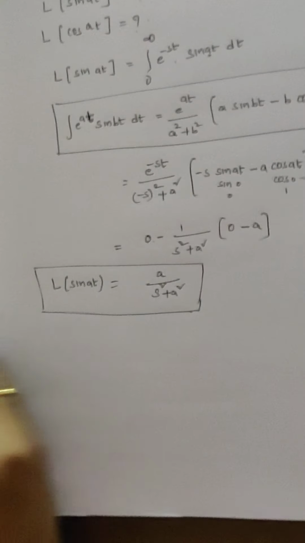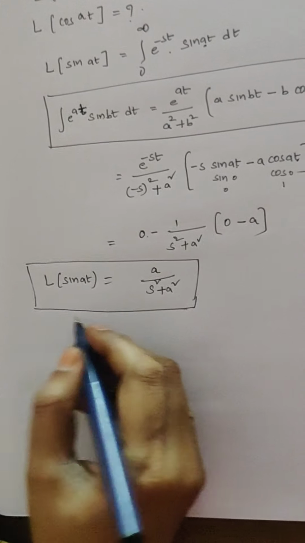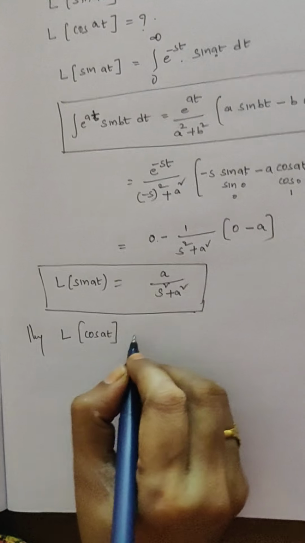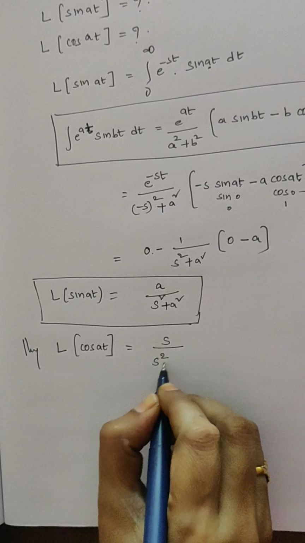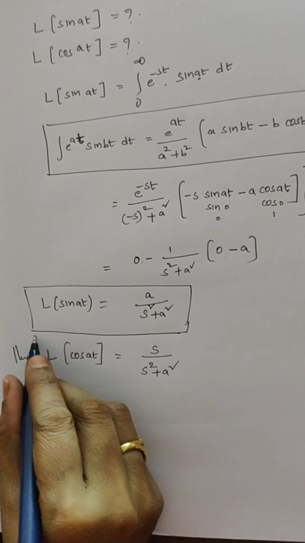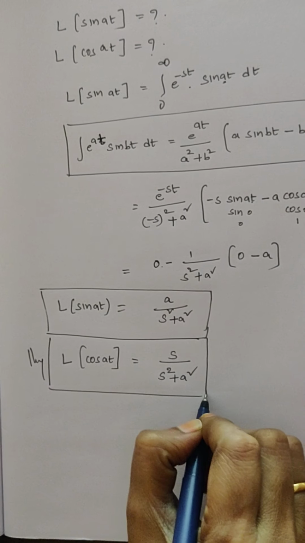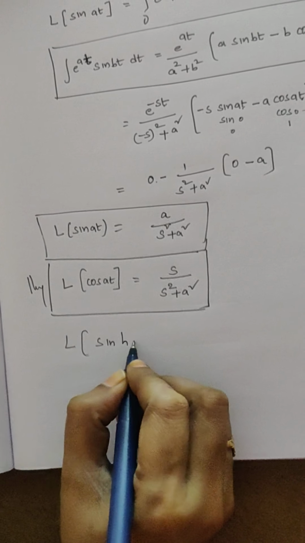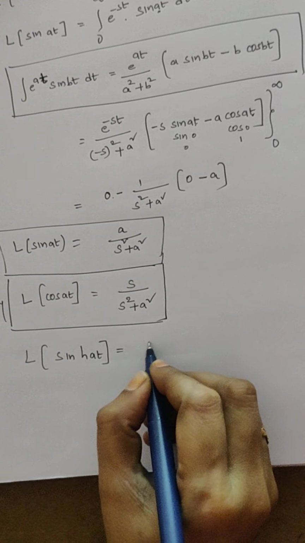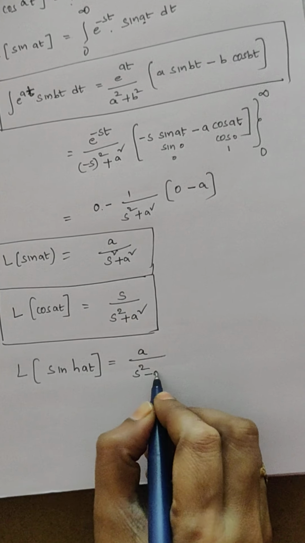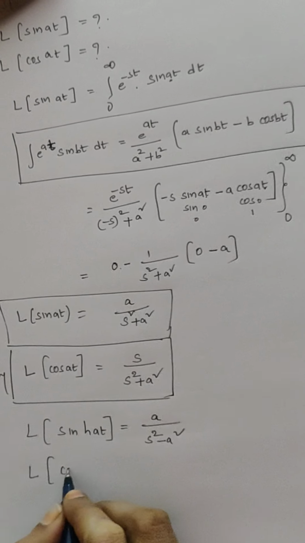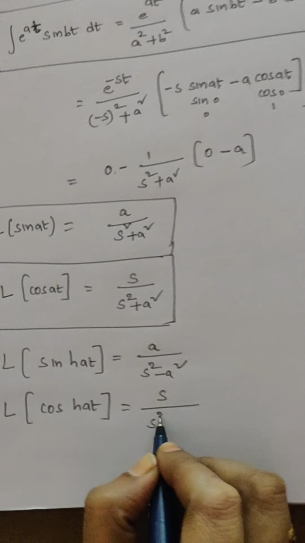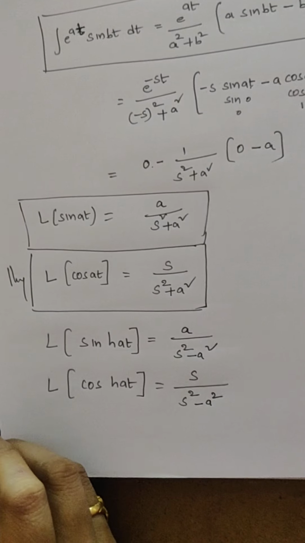Similarly, by using the basic definition of Laplace transform, we will get Laplace transform of cos at equal to s by s square plus a square. Similarly, Laplace transform of sinh at equal to a by s square minus a square, Laplace transform of cosh at equal to s by s square minus a square.